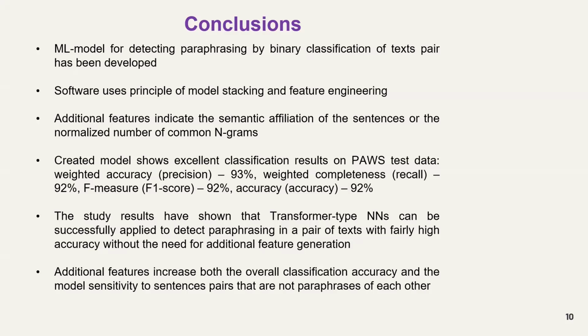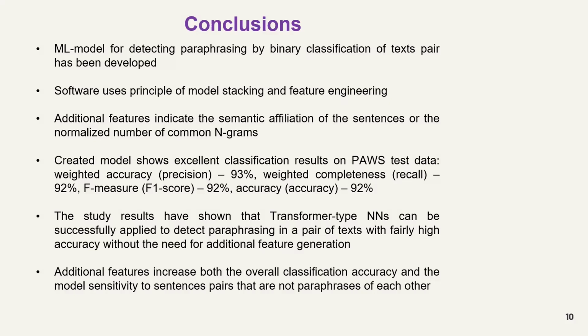In conclusion of our research, according to the RoBERTa ML model prediction, the cosine distance between vector representations and the shortest path between sets is more comfortable. The process of paraphrasing consists in rewriting to change words and sequence while preserving the original meaning. The results of the study have shown that a transformer-type NN can be successfully applied to detect paraphrasing in a pair of texts with fairly high accuracy without the need for additional feature generation.